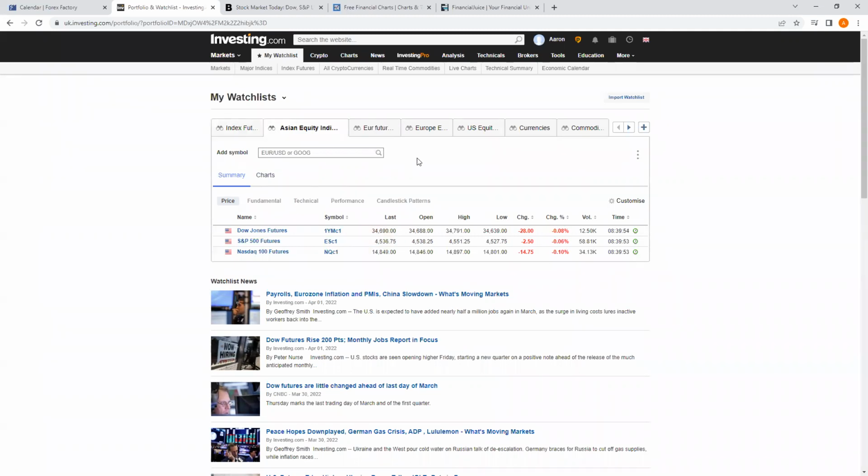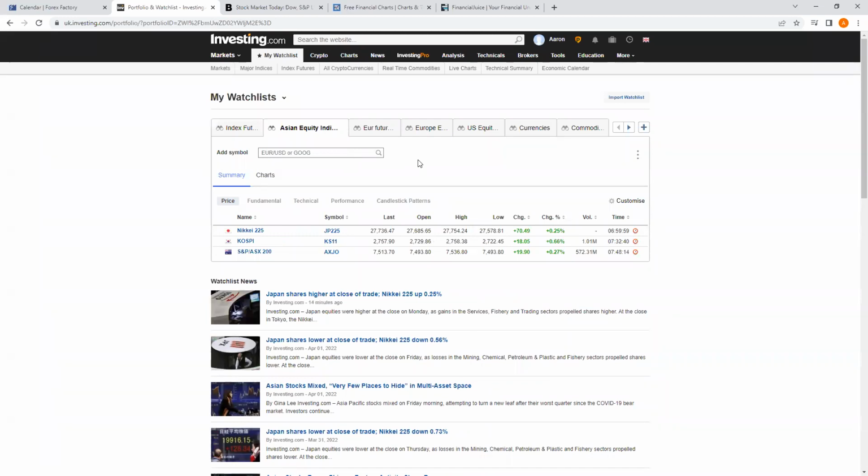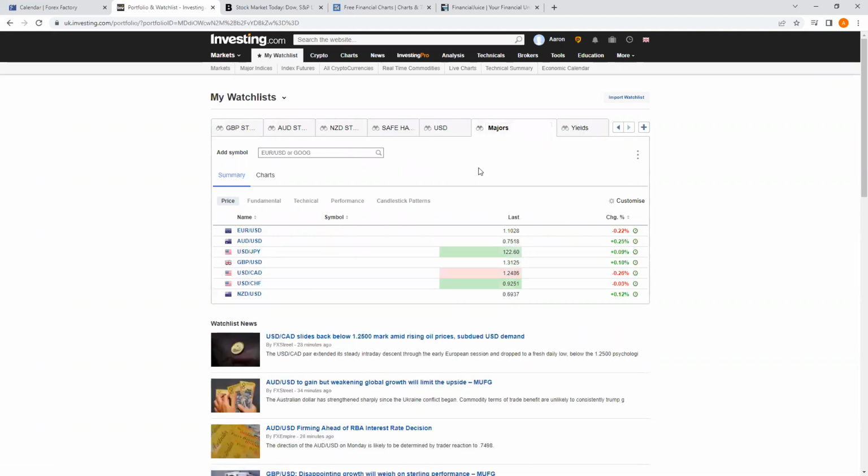Now, in terms of where we left Asia overnight, we did end higher across the board, as you can see here. 0.3% for the Nikkei 225, 0.7% for South Korea's Kospi, and Australia's ASX 200 ended higher by 0.3%. Now, in terms of the currency space, there's not much volatility being seen right now.